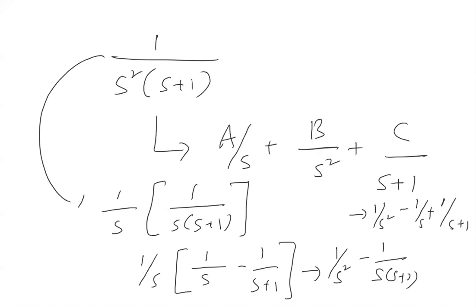One by s plus 1. So this is another way. In that way, A is 1, B is minus 1, C is 1.